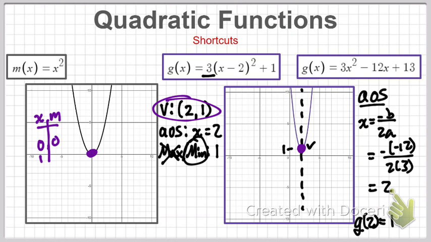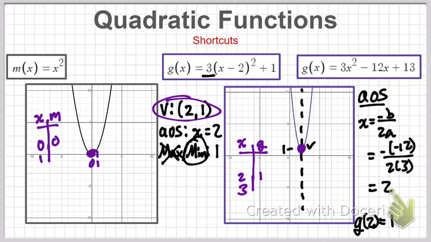So I'm going to erase the other one. And then if I plugged in 1 to my mother function, I would get... Well, I'll tell you that in a second. Here's g. Here's my vertex. Below it and above it would be 1 and 3. I'm going to do 3 right now.